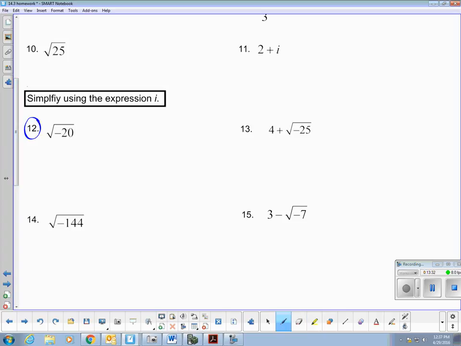Number 12, the square root of negative 20 can be factored into the square root of 4 times the square root of 5 times the square root of negative 1. The square root of 4 is 2. The square root of negative 1 is i. So it is 2i times radical 5.